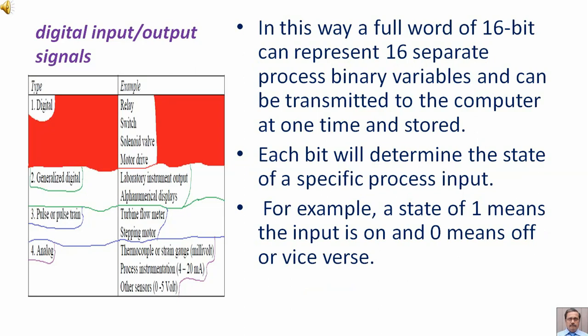In this way, a full word of 16 bits can represent 16 separate process binary variables and can be transmitted to the computer at one time and stored. Each bit will determine the state of a specific process input. For example, a state of 1 means the input is on and 0 means off, or vice versa.